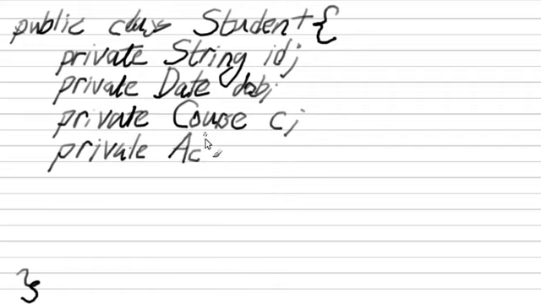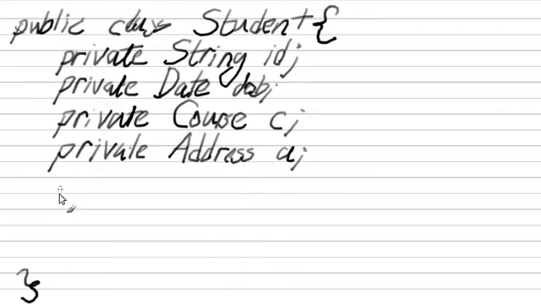Okay, private. Date. That's a java.util.Date, and we really ought to import that up on top. I'm going to call the date DOB for date of birth. Private. We put a course object in here. I'm going to call it course C. I have an address for the student, private. Sorry, the type is Address. I'm going to call it A.